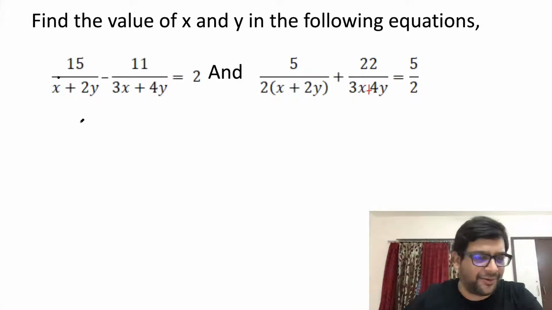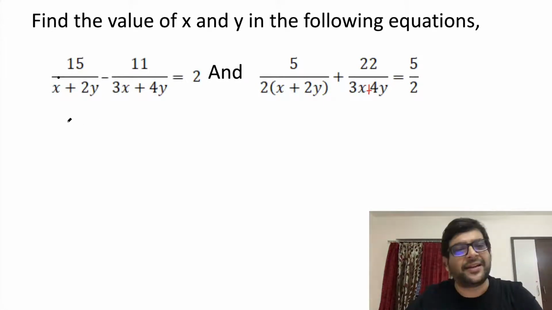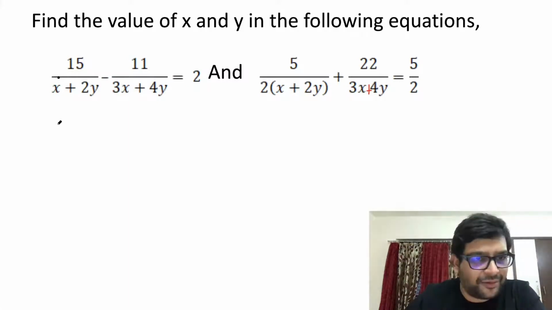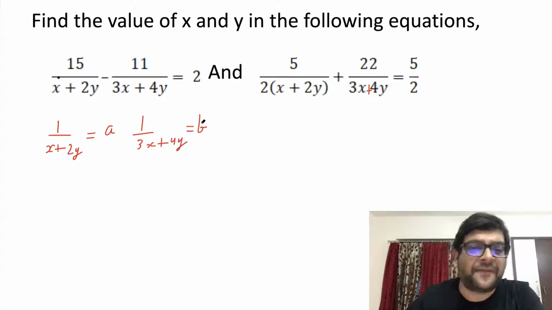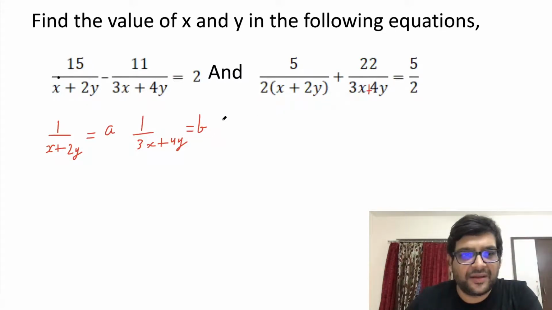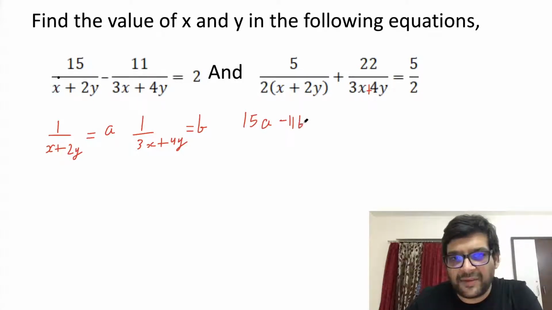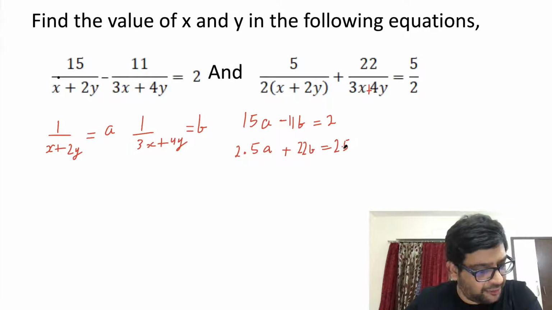Yes, Ramakrishnan is absolutely right. I will take the denominators as variables. So 1 by x plus 2y, let me take that as A, and 1 by 3x plus 4y, let me take that as B. If I do that, what is my equation? So my first equation will be 15A minus 11B is equal to 2. My second equation will be not 5A, but 5 by 2. So 2.5A plus 22B equal to 2.5.